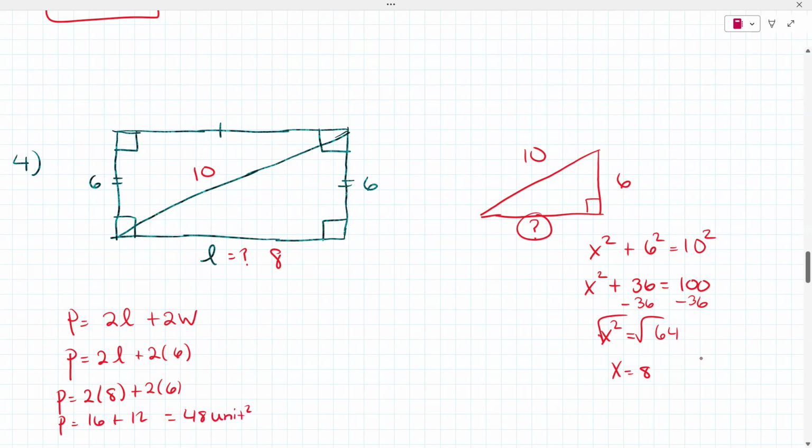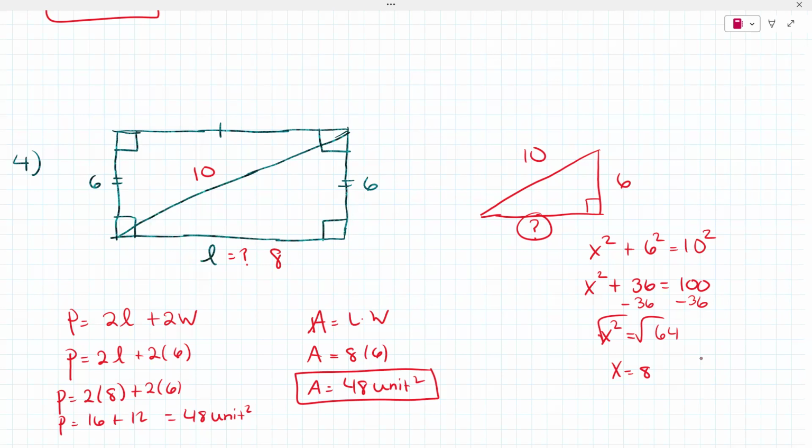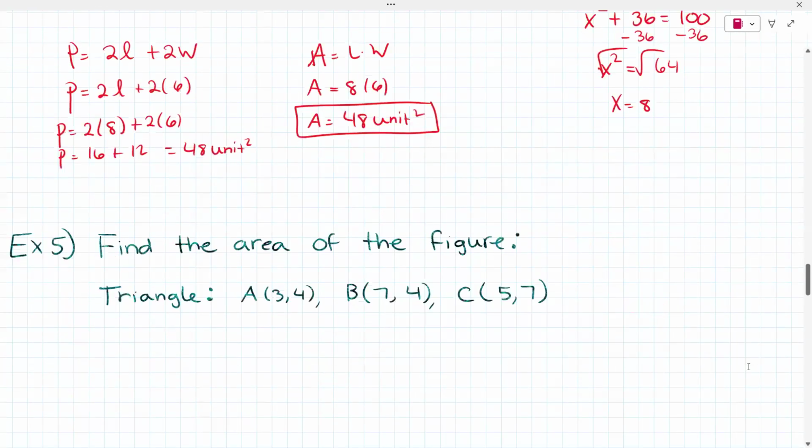Okay, and now the area. We have the perimeter. Can we find the area of this rectangle? Yes, because it's length times width. So it's 8 by 6, which is 48 units squared. And there's no circumference. Okay, let's move on to example 5.